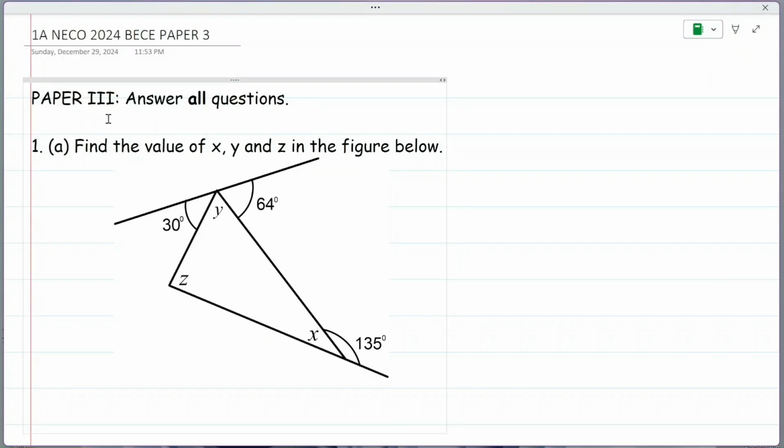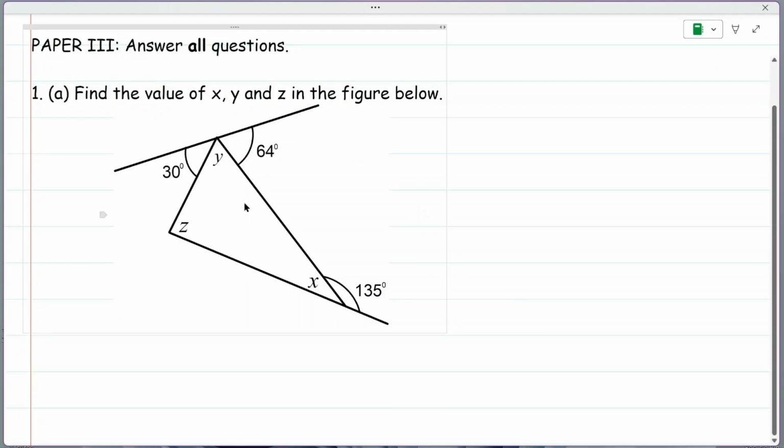2024 NECO BECE Paper 3, Question 1A. Find the value of x, y, and z in the figure below. Now this is the figure or the diagram below, and we're asked to find the value of x, y, and z. Some students might find this difficult, but this is very easy, provided you understand how to separate a part of the diagram from the main diagram to find the value of the unknown.